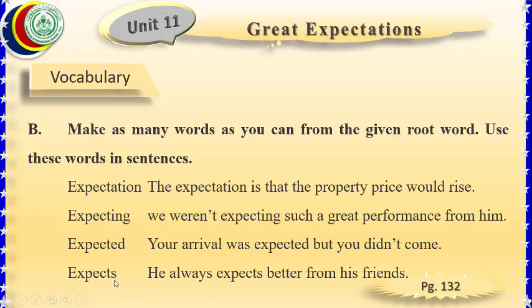Dear students, you can see the difference of these words in relation to the tense also. Expectation is a noun. It will be used in the sentence as a noun. Expecting is a present participle. It will be used as a present participle also. Expected is a past participle. It will be used as a past participle. And expects is present simple tense. S is added at the end of the verb. It will be used as it is.